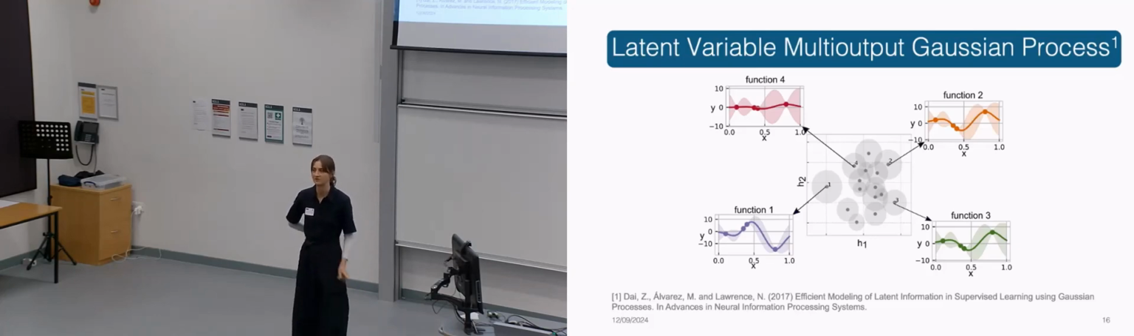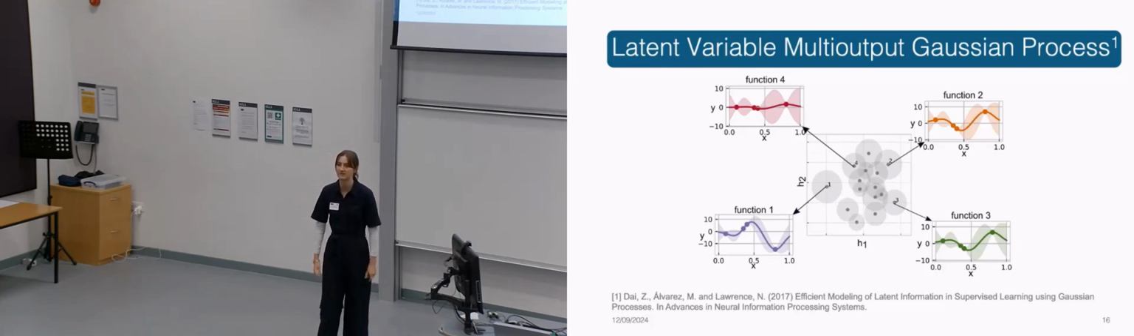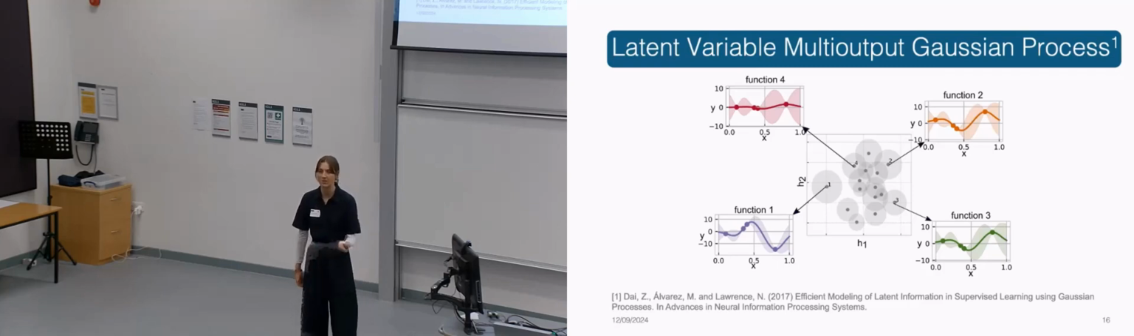So yeah, it's just got a kernel on the latent space. So it also learns the length scale in the latent space as well. Is it always 2D then?